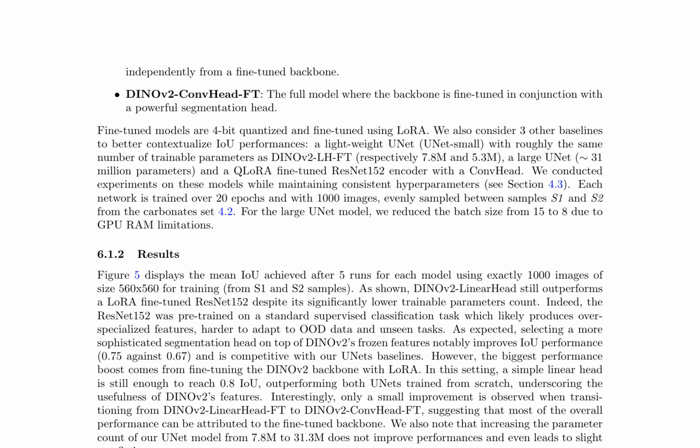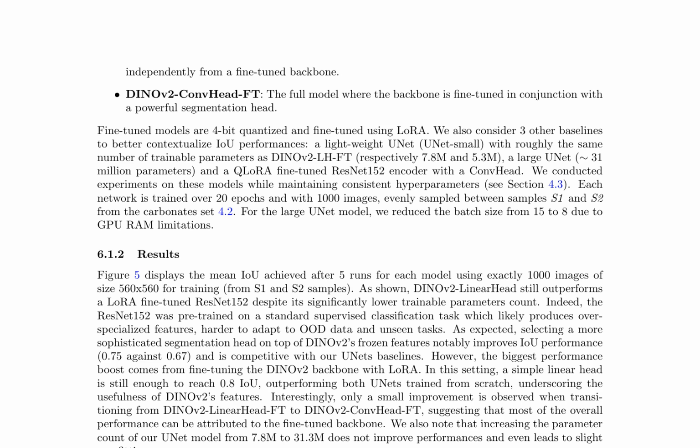The evaluation of various segmentation models is presented, focusing on the performance of DINOv2 variants and their comparison to other baselines. 4 DINOv2 models are compared: DINOv2 linear head, DINOv2 conv head, DINOv2 linear head FT, and DINOv2 conv head FT. Additionally, 3 other baselines are considered: a lightweight UNet, a large UNet, and a QLORA fine-tuned ResNet 152 encoder with a conv head.